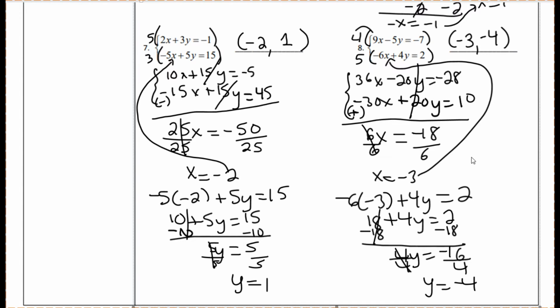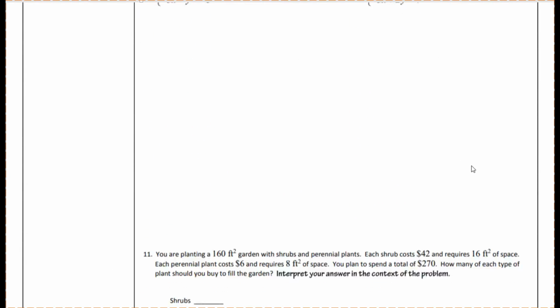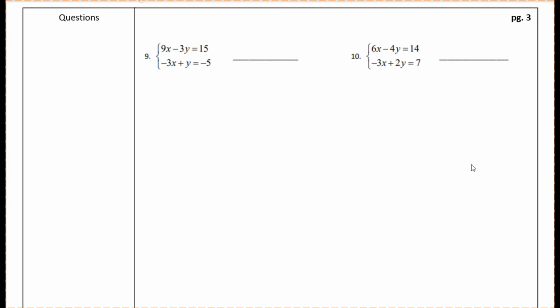All right, and that wraps up the elimination method, the linear combination method. So same process. Notice that none of these equations were solved for x or y, so they weren't really good substitution problems, but they were better elimination problems.